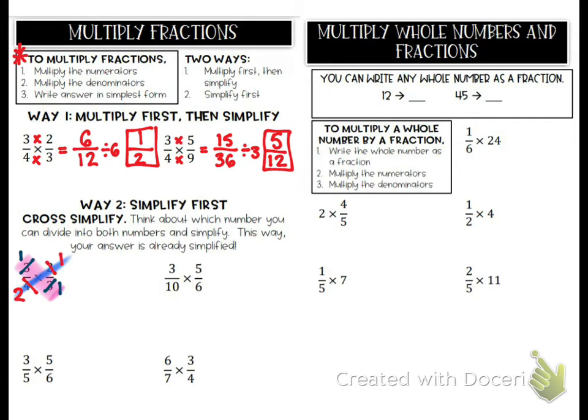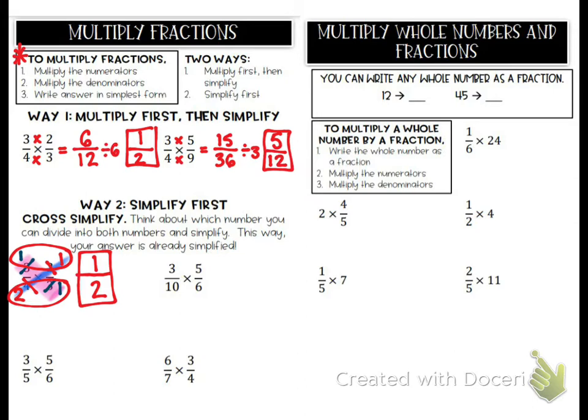Now we're going to take those numbers that we just got and we're going to multiply straight across. 1 times 1 is 1. 2 times 1 is 2. This way we're working with smaller numbers and we're not having to focus on simplifying afterwards. Remember, it is up to you on which way you want to use to do this.